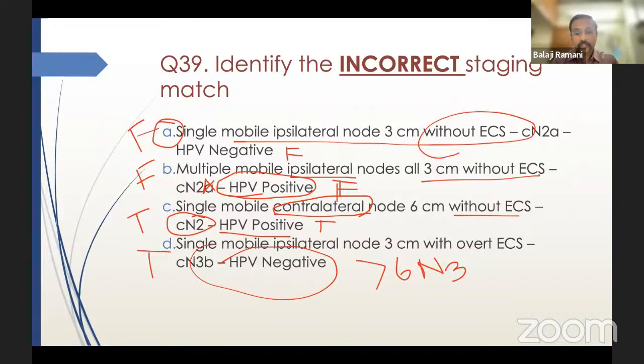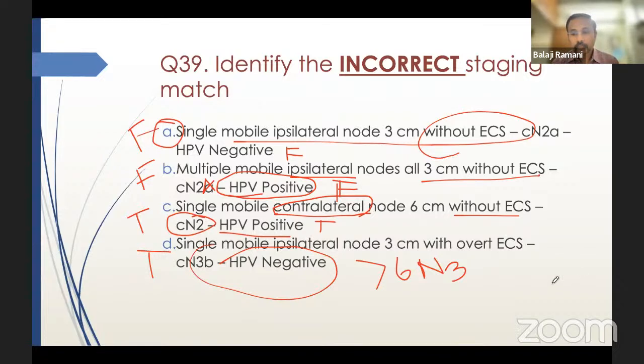So N1 is what? Single ipsilateral less than or equal to 3 centimeters. So that is going to be N1. On the other hand, you have contralateral or bilateral. When you have that, that is going to go into N2C. Multiple, and it is going to be ipsilateral, and again, size is less than this one, so then it will go to N2B.